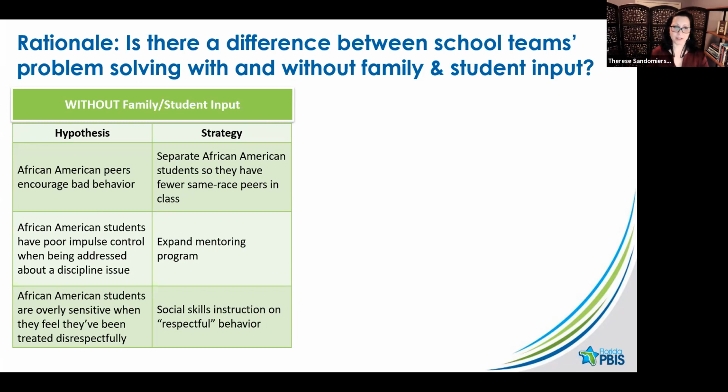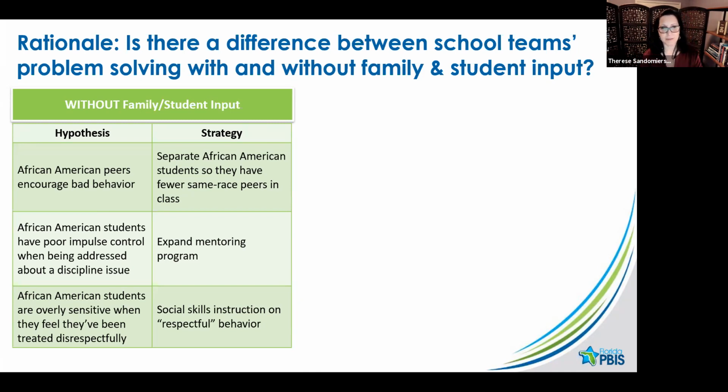to explain their disproportionate outcomes, and then the strategies that came out as a result of those potential causes for disparities. So like in that first example, this was disproportionality for African American students. The school team identified, well, we think that African American peers are encouraging bad behavior across one another. And so their intervention strategy was to separate all the African American students so that they have fewer same race peers in the class to encourage bad behavior. Which really hurt my heart when I heard it.